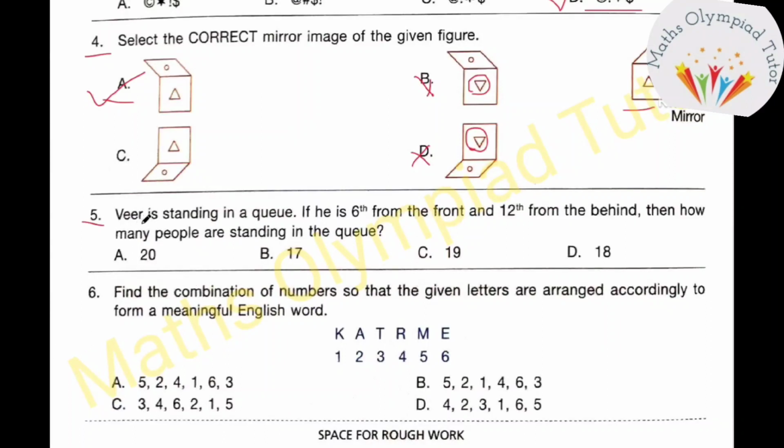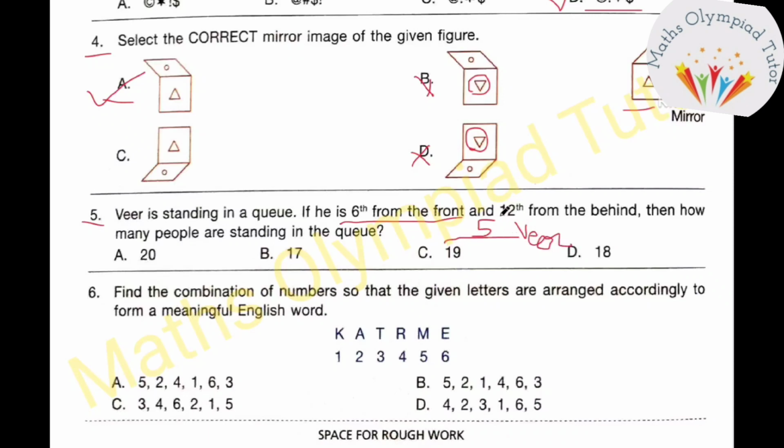In this, there is a boy Veer who is standing in a queue, and the position of Veer is given to us. He is 6th from the front and 12th from the behind. The question is, how many people are standing in the queue? So it says Veer is 6th from the front. This means there are 5 people who are standing in front of Veer. 6th is Veer himself. So this is Veer here and 5 people in front of Veer.